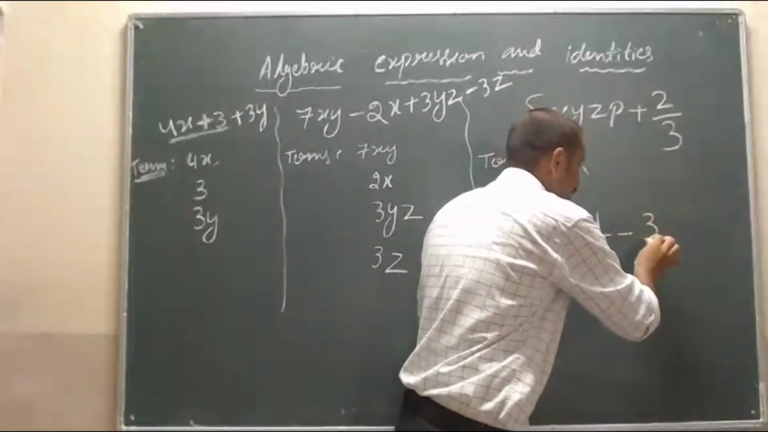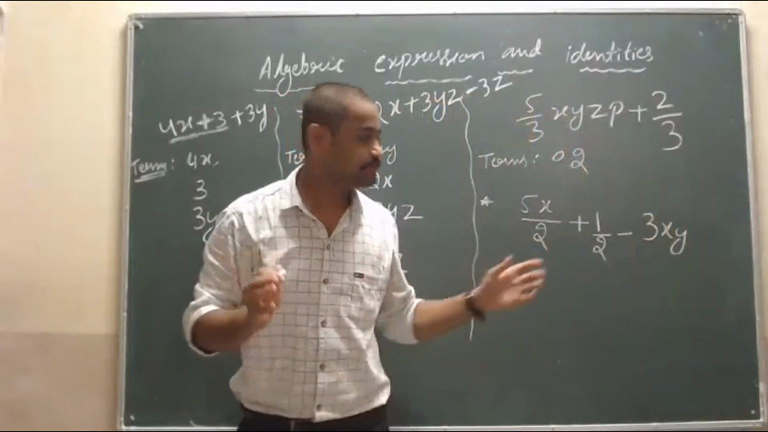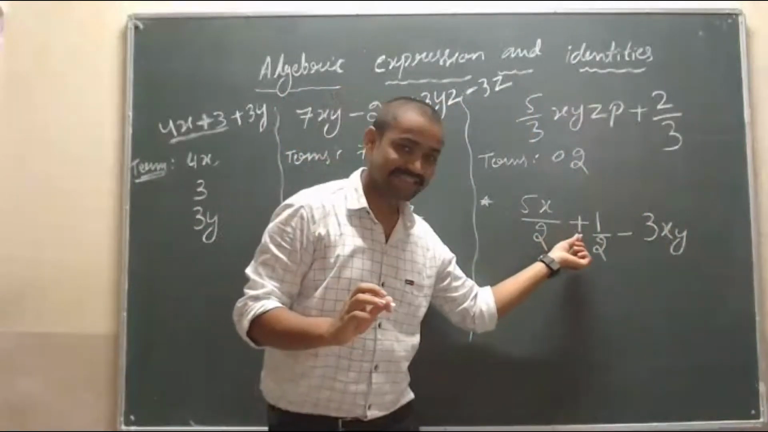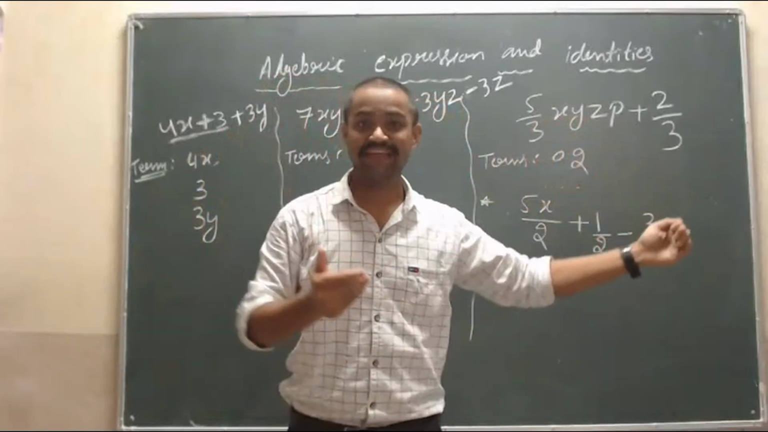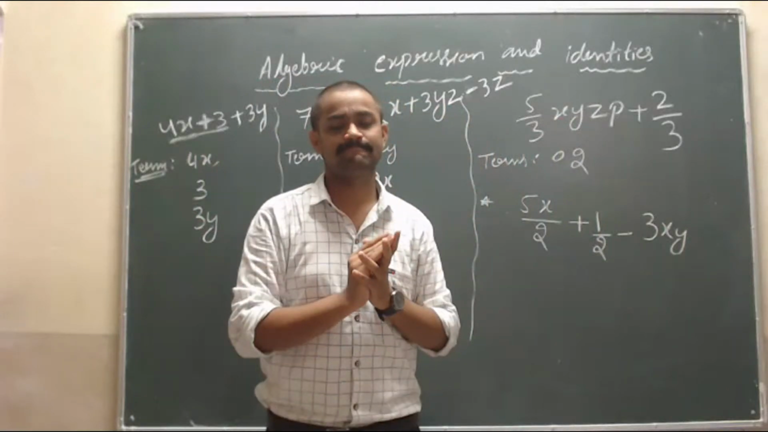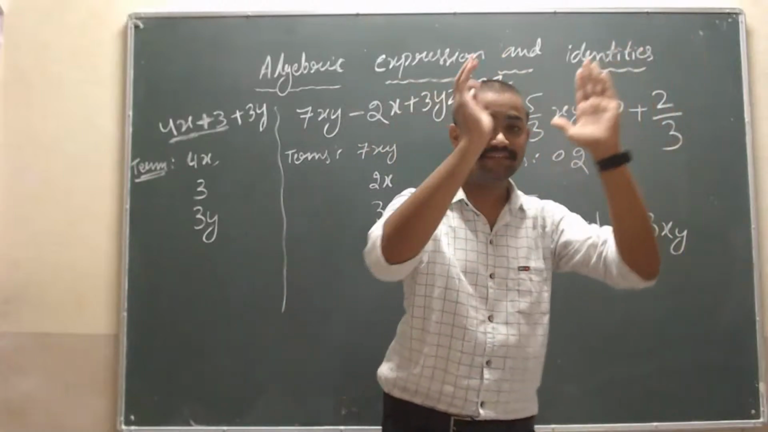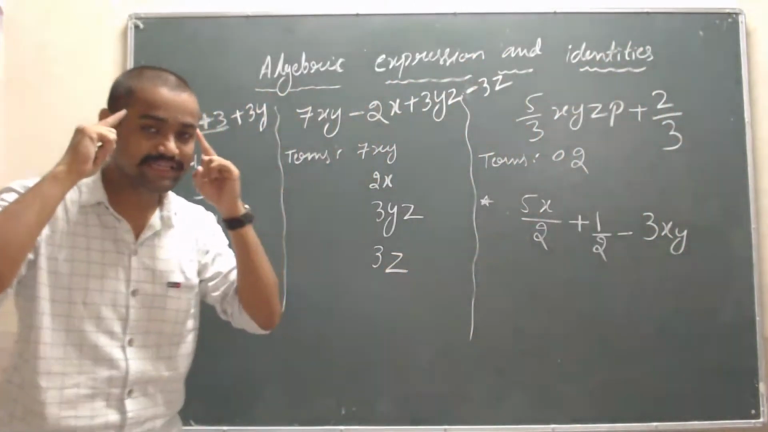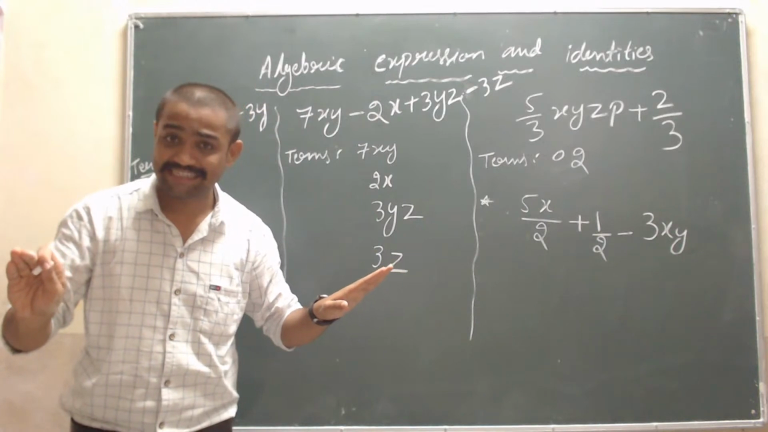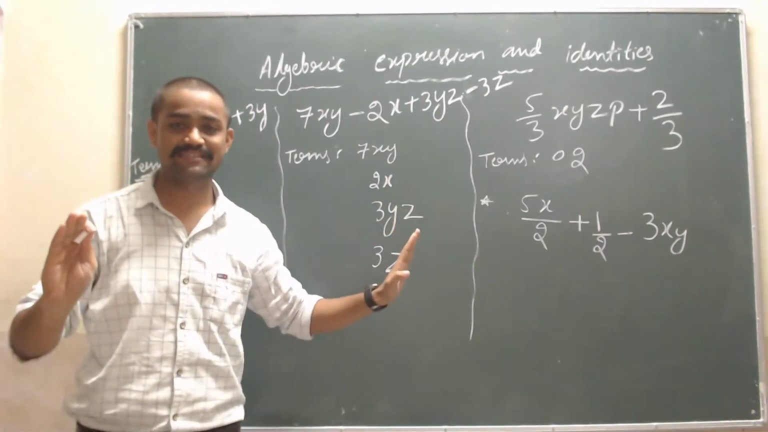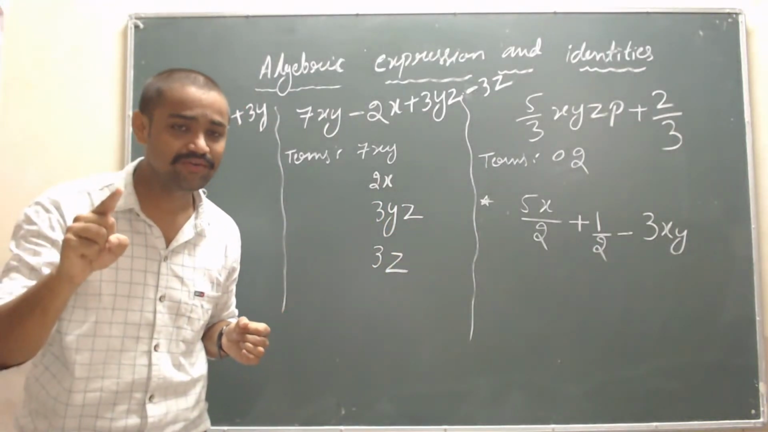Then one more time, minus 3xy. How many terms are there, students, here? 1, 2, 3. Why, sir? Plus is there, minus is there. If and only if plus and minus come, the terms will increase. So that is 3 terms. If you do multiplication and division, the terms will not increase. Concentrate here. Multiplication and division do not increase the terms. If and only if there is a plus or a minus sign, the terms will increase, students. Is it clear to you?